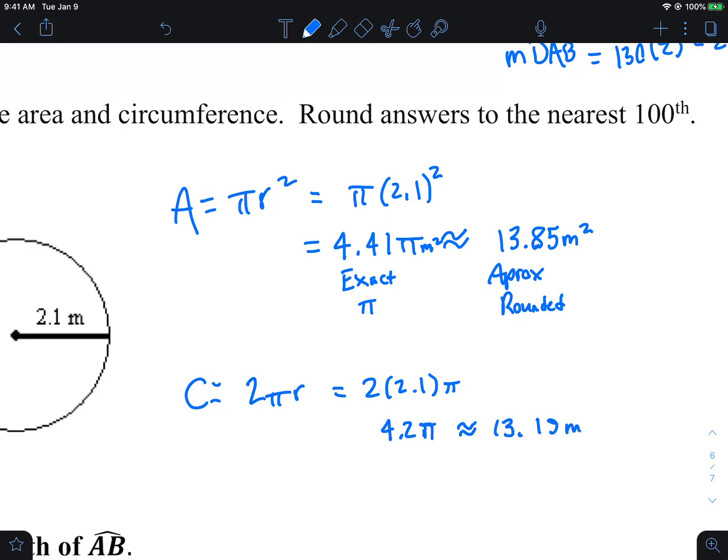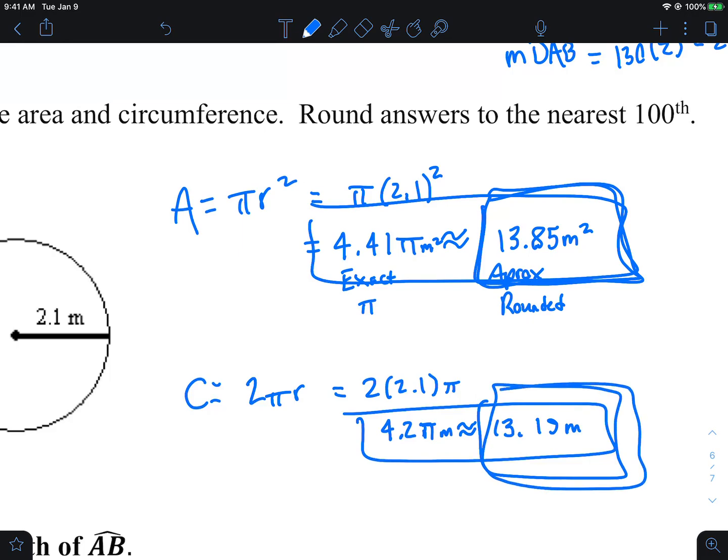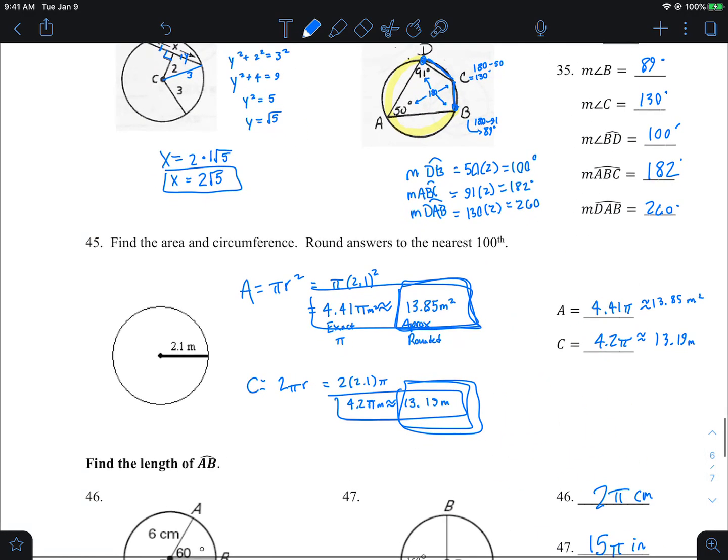And then that would be in regular meters. Since they asked for the nearest hundredth, really this is our best answer right here. But be ready for both. So I think we will ask you both there.